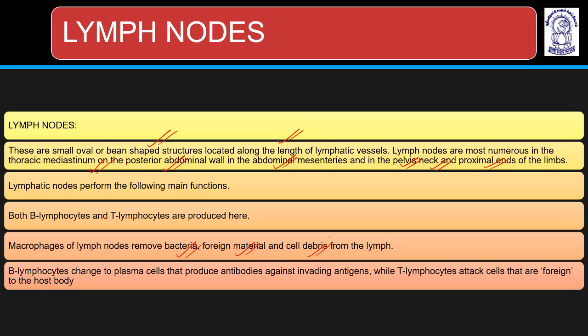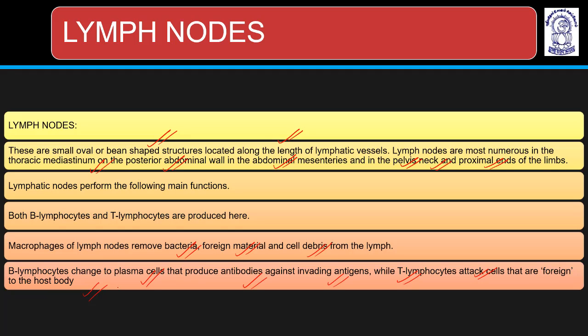B lymphocytes change to plasma cells that produce antibodies against invading antigens, while T lymphocytes, also known as killer cells, attack the cells that are foreign to the host body. So lymph nodes mainly function to provide disease resistance.